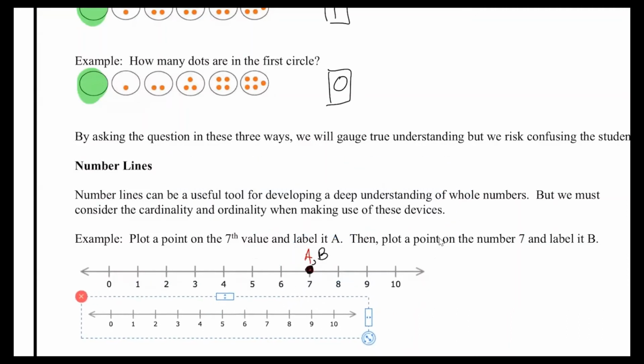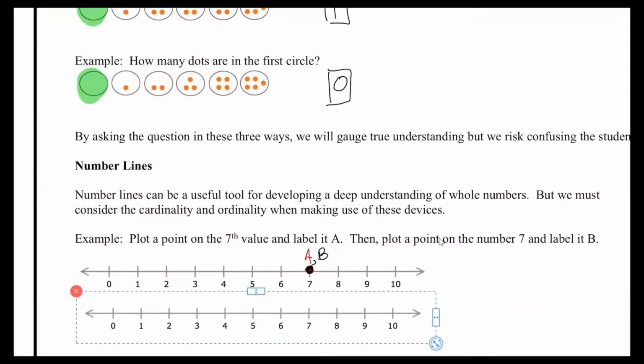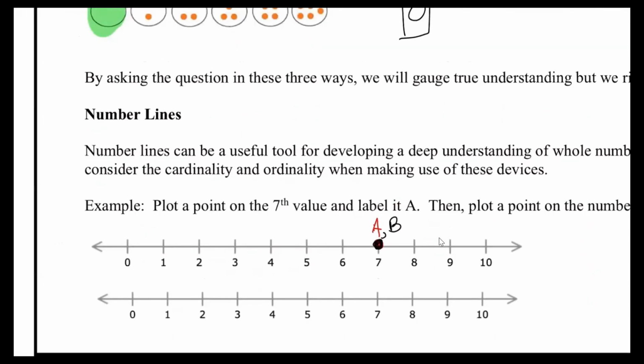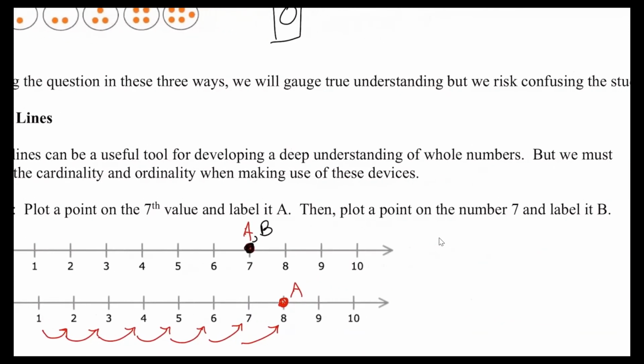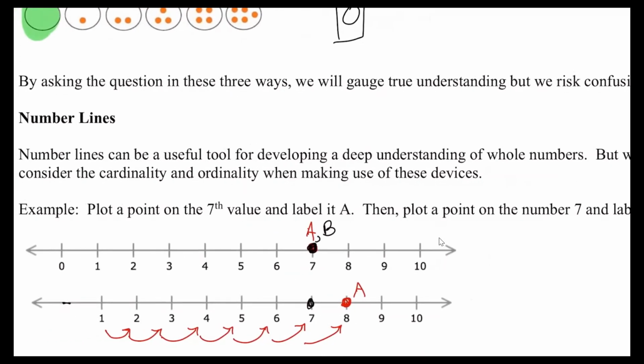And paste. That's another benefit of these digital writing tools. This time though, I'm going to get rid of the 0. There's no 0 there. So in this case, same problem, but new number line, right? So there's no 0. So the 7th value, so 1, 2, 3, 4, 5, 6, 7th value would be A. But still, the second part is then plot a point on the number 7 and label it B. So here's an example of how they would be different.